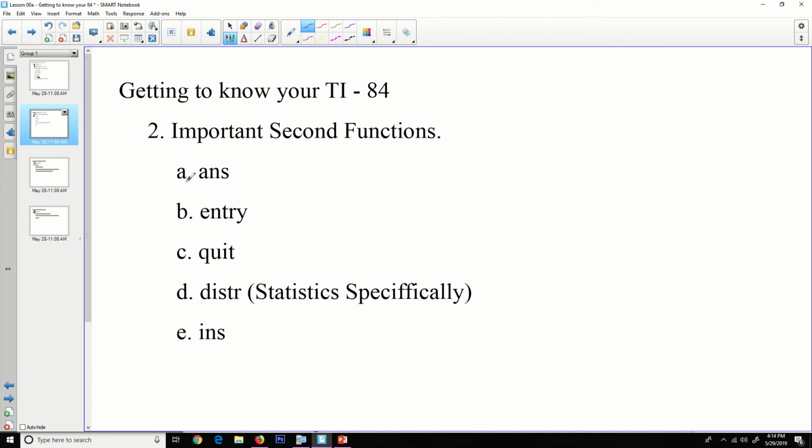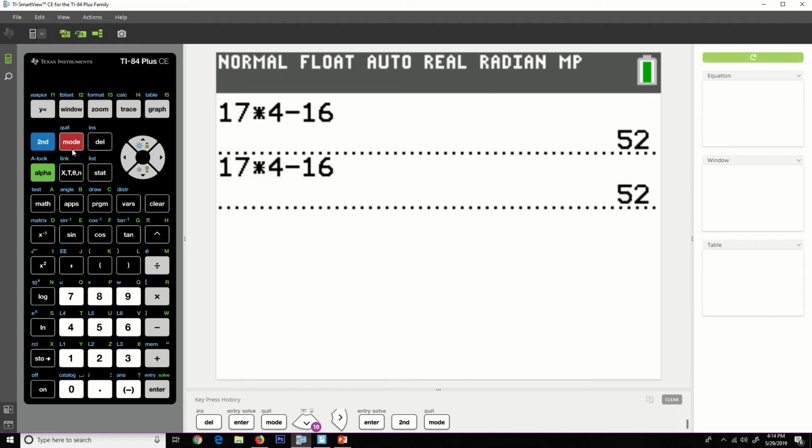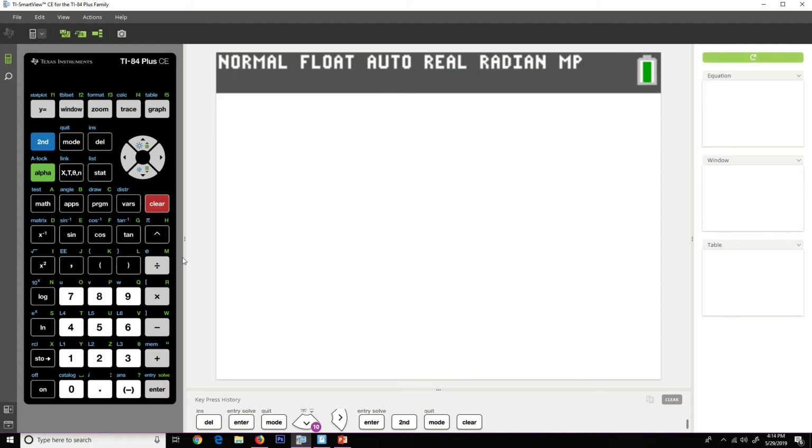So the mode button. Let's see, next. Important second functions. If you go to your graphing calculator, and to always get to that home screen, that starting screen, if I go second and then hit that mode button, that second feature is the quit feature, and that will take you out of everything and get you back to the standard window. We can hit clear and get rid of that.